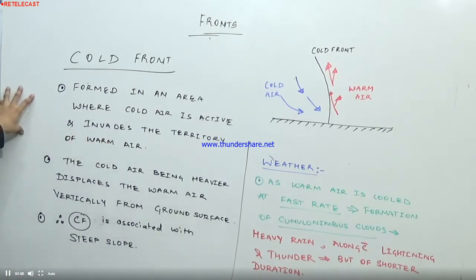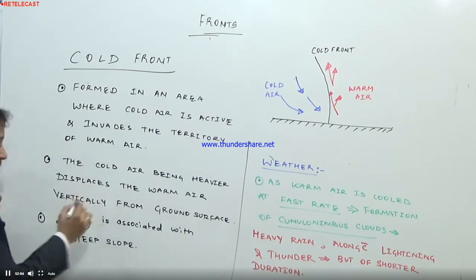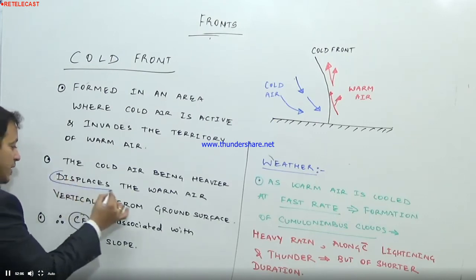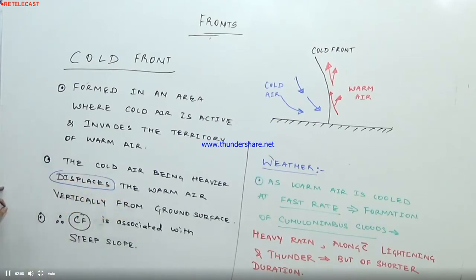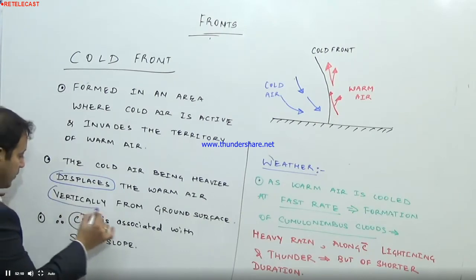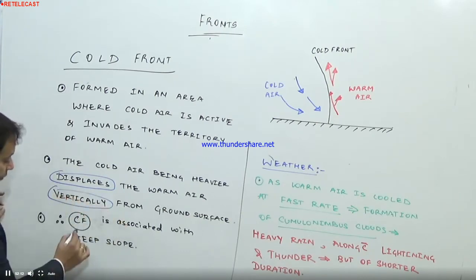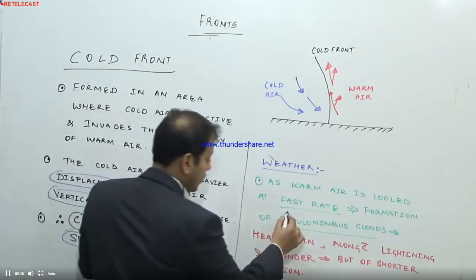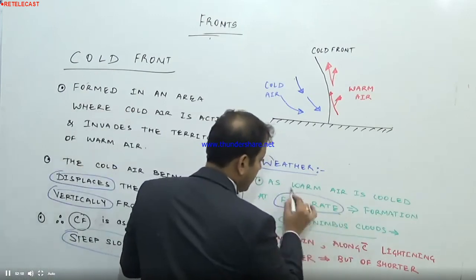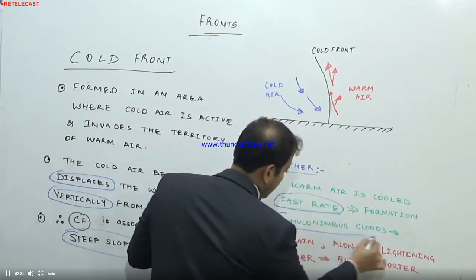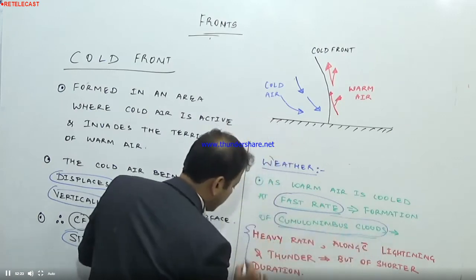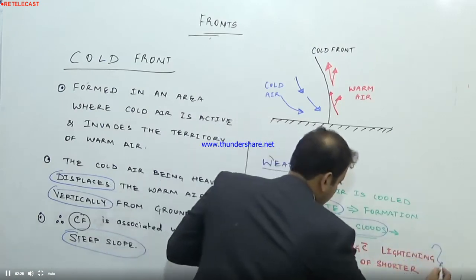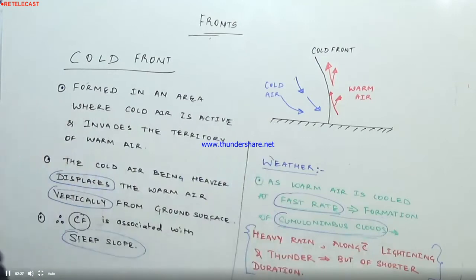So what is a cold front? In the area where the cold air is active, the cold air being heavier, it displaces, see the words, not gradually rises, it displaces the warmer air vertically from the ground surface. Therefore, there is a formation of a steep slope. Due to the steep slope, there is a fast rate of cooling of the warm air, formation of cumulonimbus clouds, and the weather pattern associated with the cumulonimbus clouds.